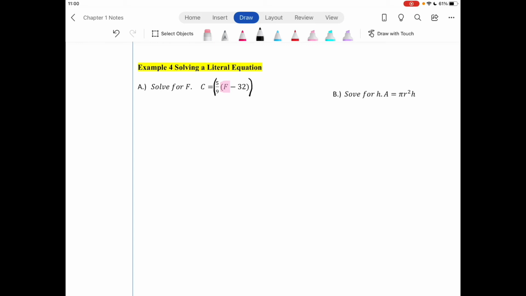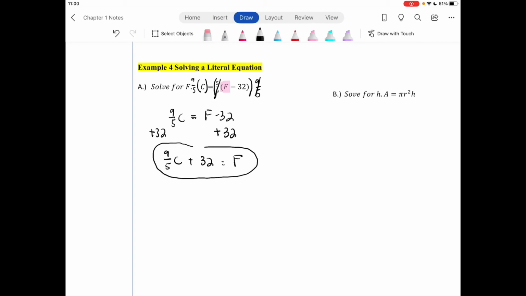And we're going to be multiplying by 9/5, which is going to cancel it out here on our right-hand side. But we also need to multiply the left by 9/5. So we're going to have 9/5 C is now equal to F minus 32. Now we can add 32 to both sides, and we'll have 9/5 C plus 32 is equal to F. So the temperature in Fahrenheit can be found by using this new equation that we've made.